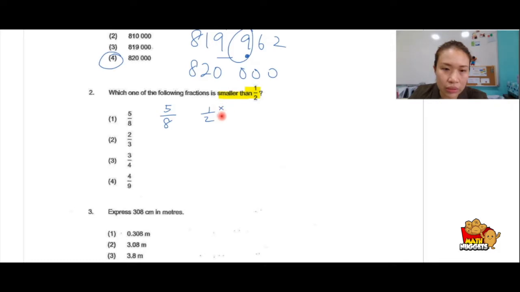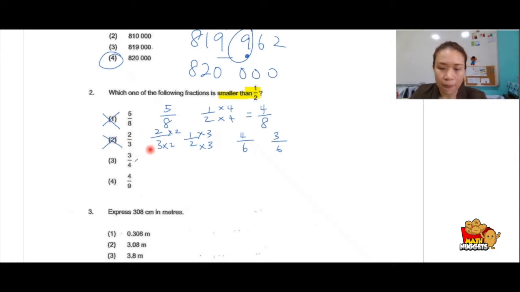So now I'm going to compare 5/8 and half. I'm going to change this to 8, times 4. So this becomes 4/8. So 5/8 is not smaller than 4/8. Next, I'll compare 2/3 and half. Both I'm going to have to change. This I times 2, this I times 3, to change the denominator to 6. So therefore this becomes 4/6 and 3/6. So 4/6 is not smaller than 3/6. So that's out.